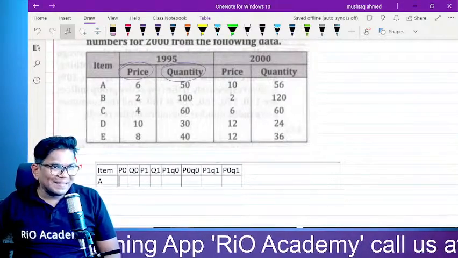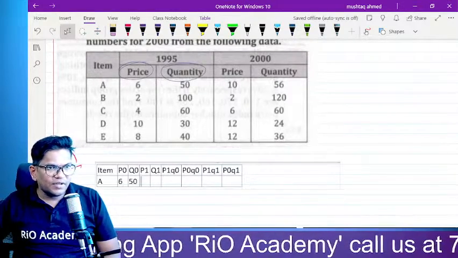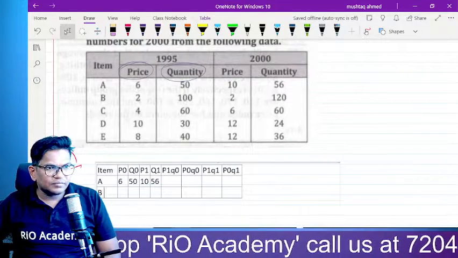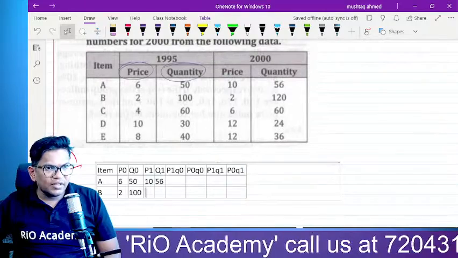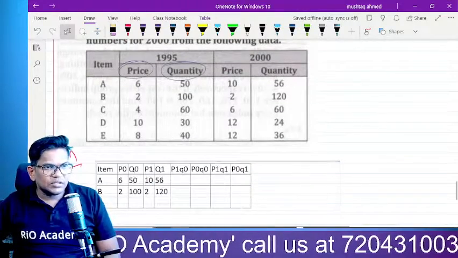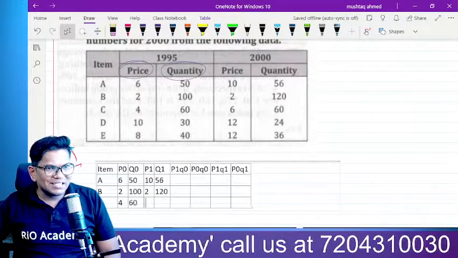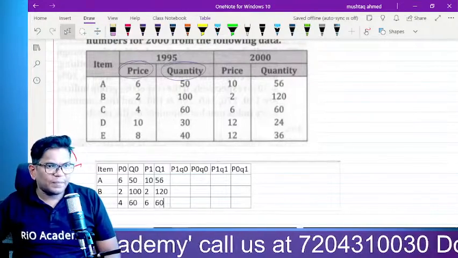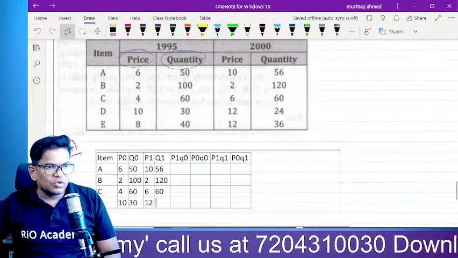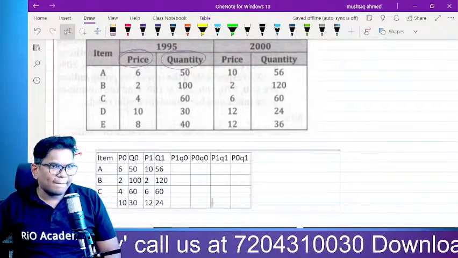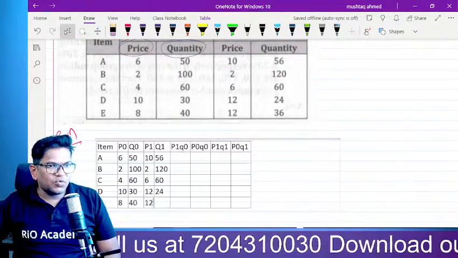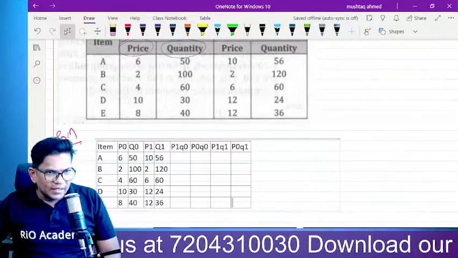A: 6, 50, 10, 56. B: 200, 2, 120. C: 460, 660. D: 10, 30, 12, 24. E: 8, 40, 12, 36. Can somebody tell me the multiplied values, kids?